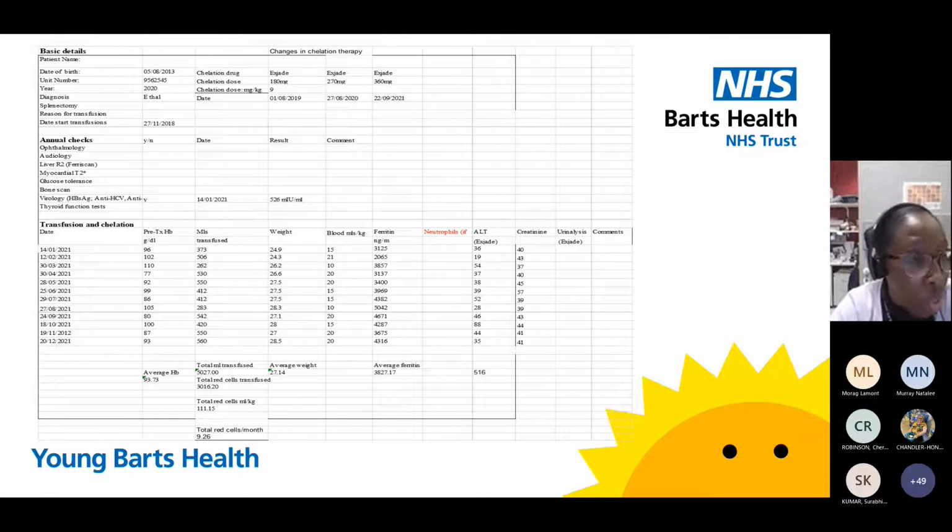And this is a chart that's been filled out, and you see we've got the calculation at the bottom of the average Hb, so when you're doing the annual reviews we can know if we need to check up on anything, and the total mils transfused, so you could actually work out how much iron they would probably have from their transfusions, and also the weight, because sometimes the patient is quite good.